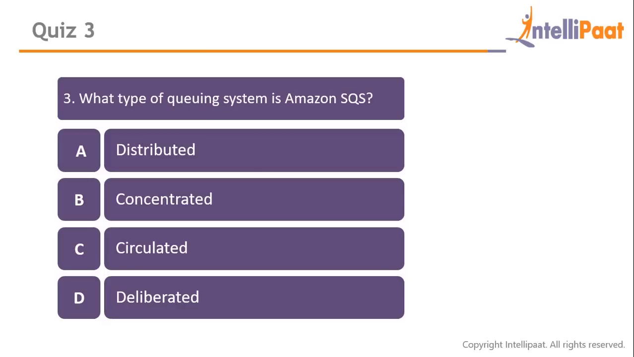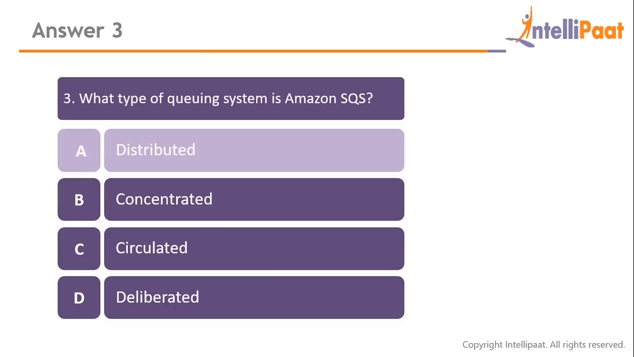The next question is, what type of queuing system is Amazon SQS? This is also a pretty simple question. We have discussed it recently, and we have discussed what SQS, SES and SNS are. And I think you know the answer for this question, and the answer is distributed system.